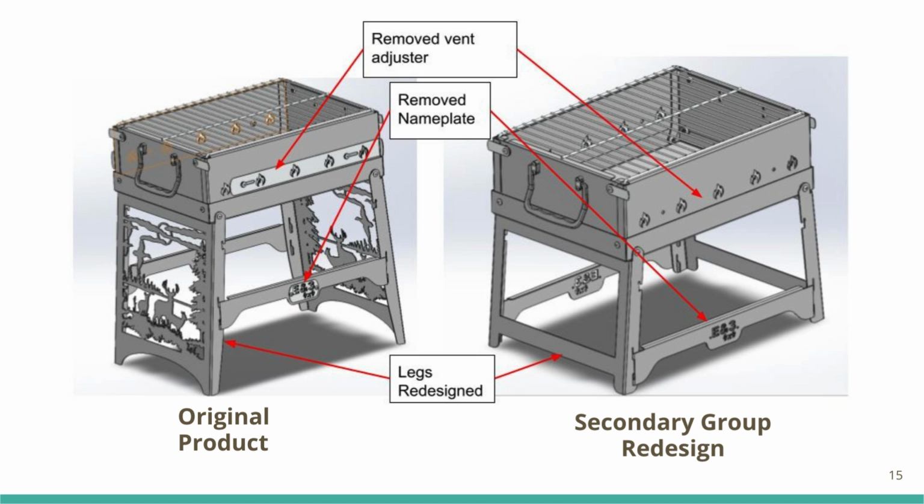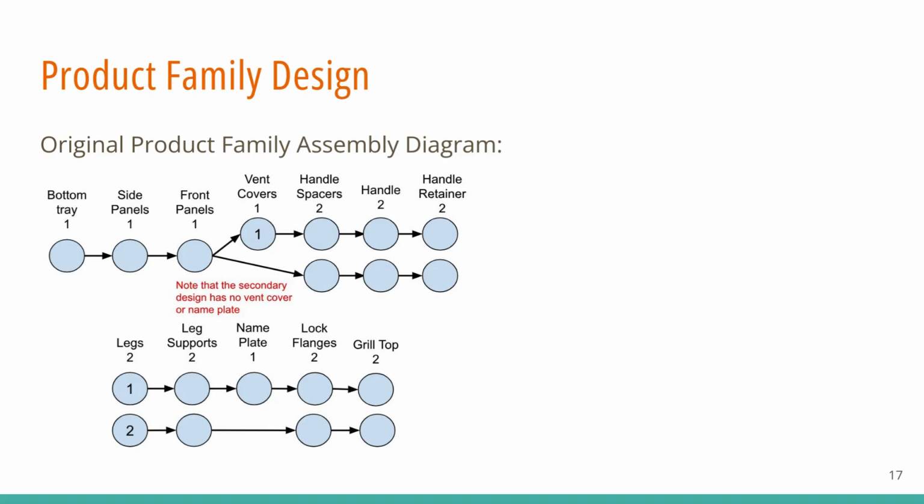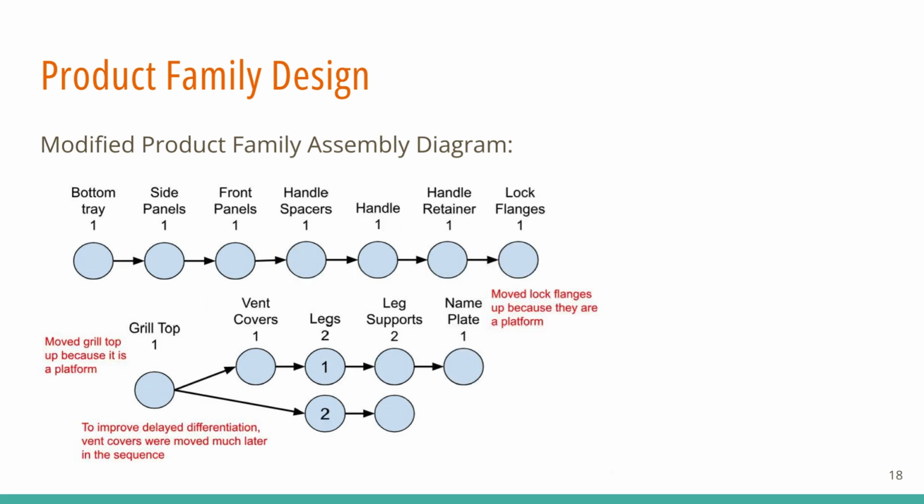Based on the component commonality table, we were able to redesign our product for our secondary group customer by removing the nameplate and the vent adjuster, as well as redesigning the legs in order to make for an overall lighter product. The interfaces are standard in the legs, as they have essentially the same top section. They're just shortened and with the graphics removed. For the modified product family assembly diagram, we changed 3 main points, notably moving up the grill top and moving the lock flanges because of their platform, and we also changed the vent covers and moved them much later into the sequence.